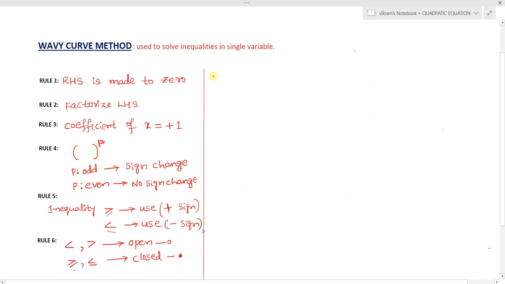And here we have to discuss another rule, that is rule 7. If the given inequality is in a fractional form, that means linear by linear, linear by quadratic, quadratic by linear, or quadratic by quadratic. So now I am considering one example: (x minus 1)(x minus 2) by (x minus 3) is greater than or equal to 0.